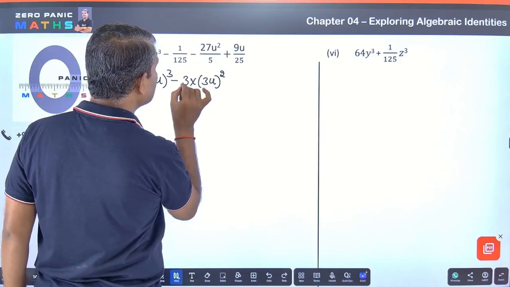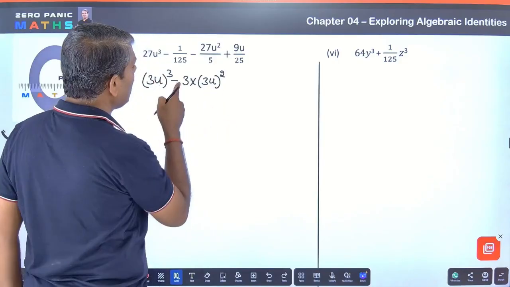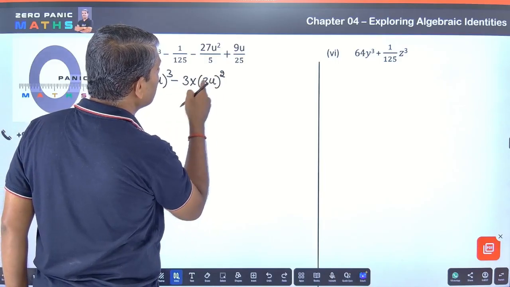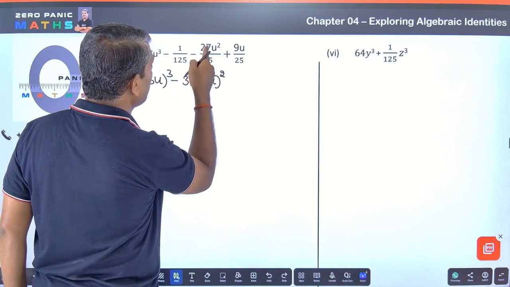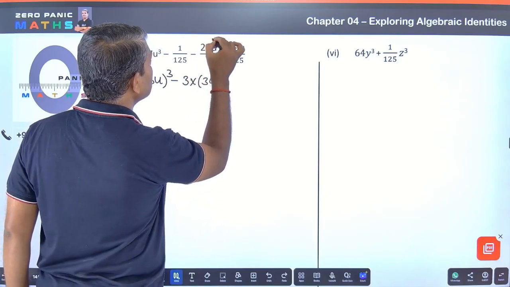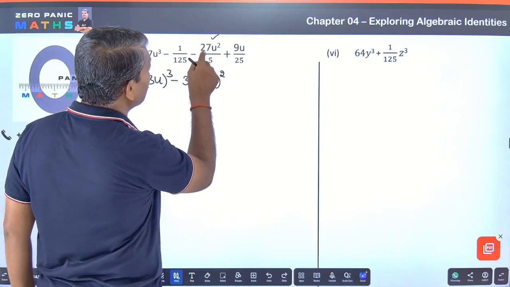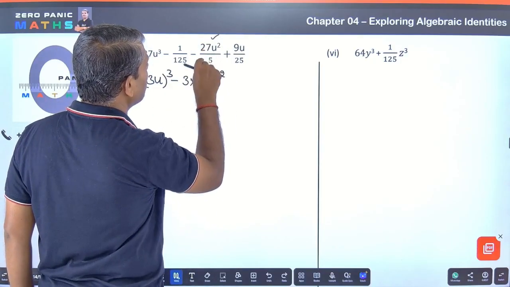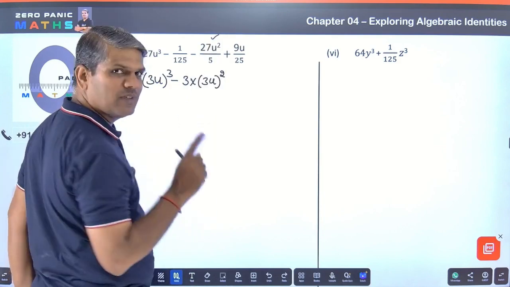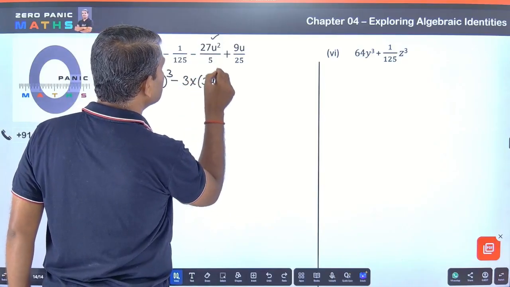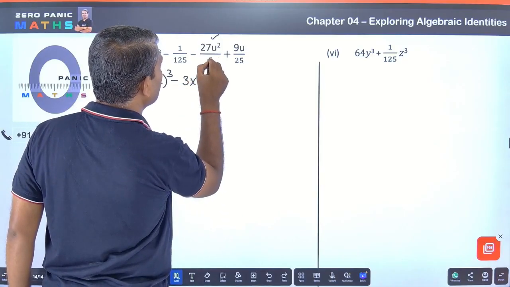Now I have just written, remember this. Okay, listen to me carefully. It is 3 and 3 3s are 9. 9 3s are 27. 27 u square. See, this is that term that I am dealing with now. Okay, it is actually my 3a square b term, minus 3a square b term. Are you getting my point? So it is already 3 9s are 27 u square, but there is a 5 here.